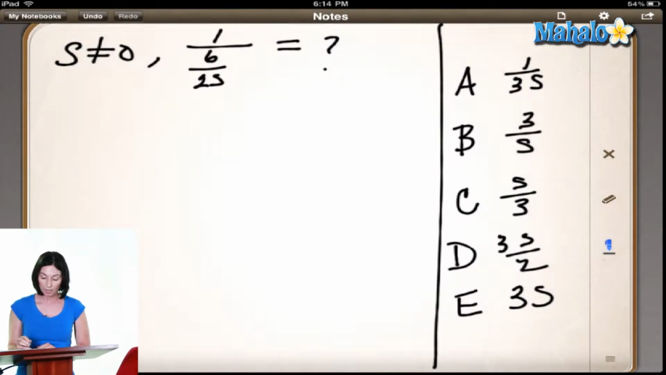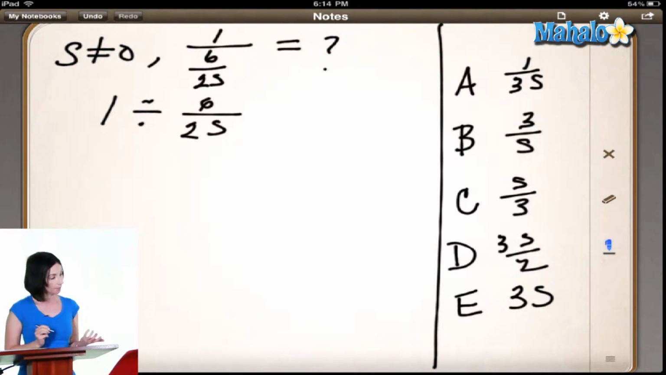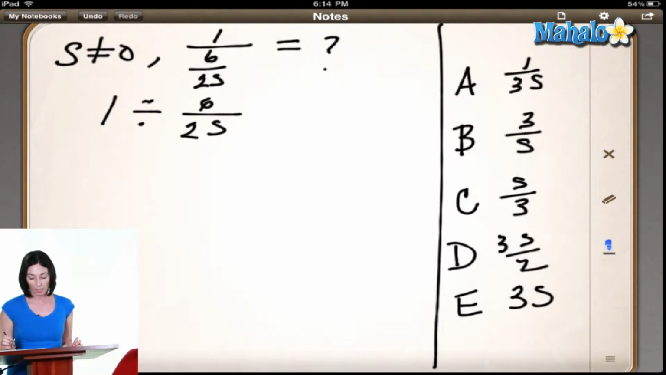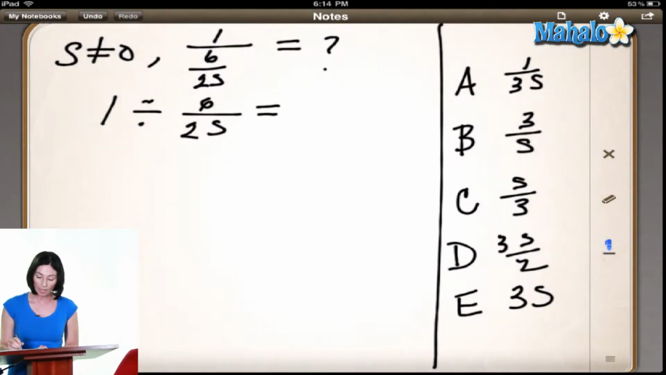So we have 1 over 6 over 2s. Now, anytime you see a fraction, that's just another way of writing division. So 1 over 6 over 2s is the same as saying 1 divided by 6 over 2s. Now, when you're doing division with fractions, the way you do that is you change the division sign to a multiplication sign, and you flip the fraction upside down. You take its reciprocal. So instead of 1 divided by 6 over 2s, we're going to have 1 times, what's the reciprocal of 6 over 2s?